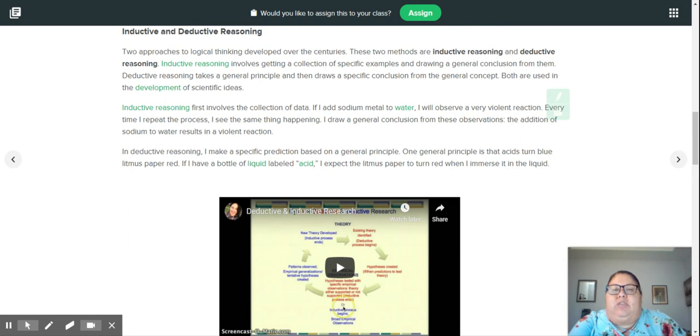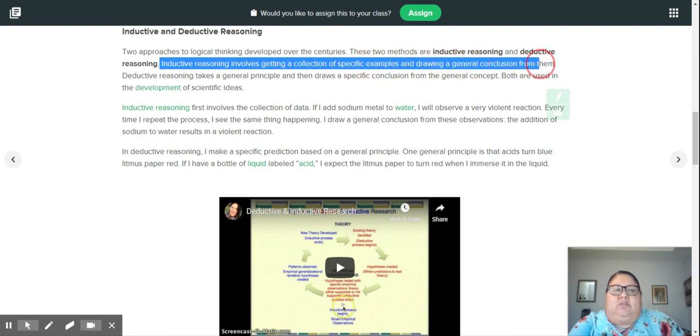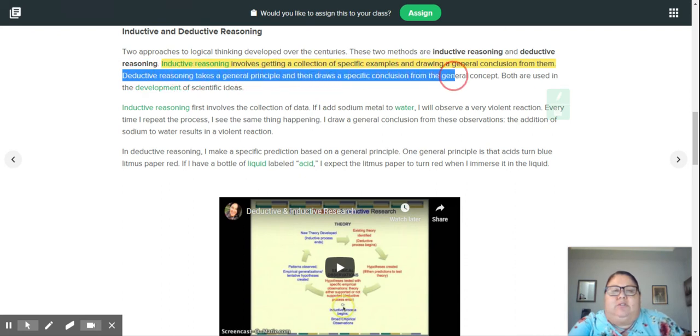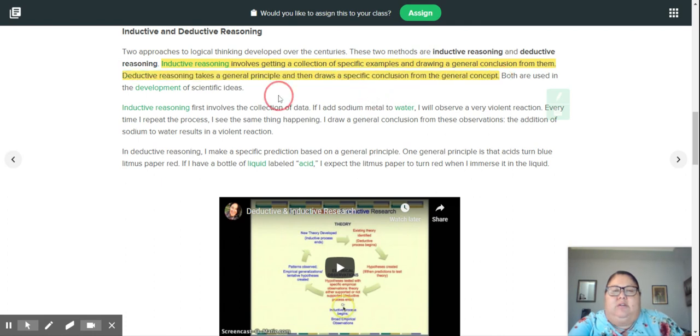Two approaches to logical thinking developed over the centuries. These two methods are inductive reasoning and deductive reasoning. Inductive reasoning involves getting a collection of specific examples and drawing a general conclusion from them. Okay? Deductive reasoning takes a general principle and draws a specific conclusion from the general concept. Okay? Both are used in the development of scientific ideas. Okay, so let's go into more detail about what that means.